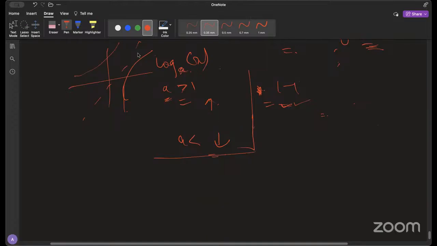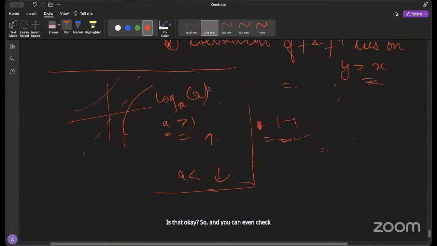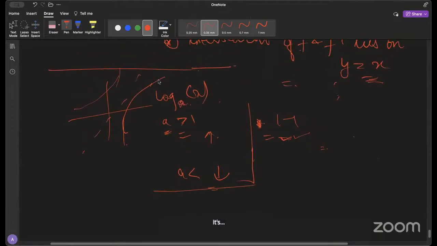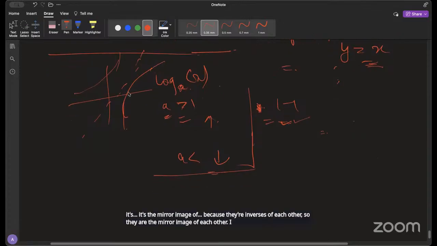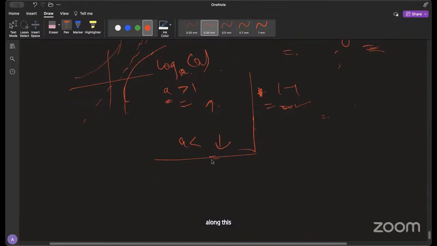Is that okay? And you can even check it. Because they're inverses of each other, they are the mirror image of each other. I've not drawn it the right way, but they are mirror images of each other along this y equals x. Then there are some properties of log.